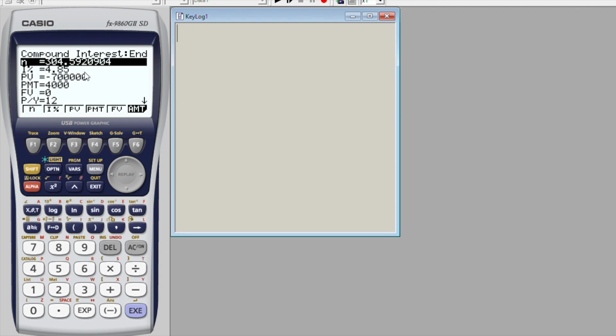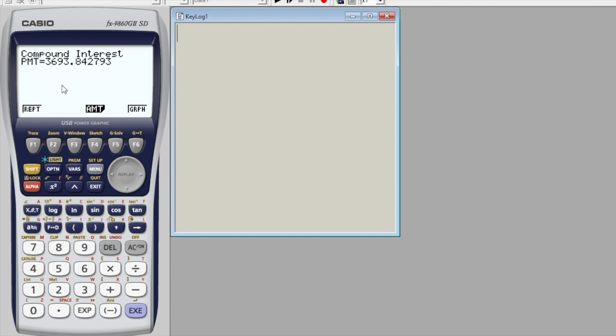Now let's substitute the values here. N is going to be 360, so 360 months is what she needs her investment to last. Interest rate is going to be the same. Present value is going to be the same. Withdrawal is something we need to find, so I'll put 0. This is what we need to find. Future value is 0, and P/Y and C/Y are 12. So we need to find the monthly withdrawals.